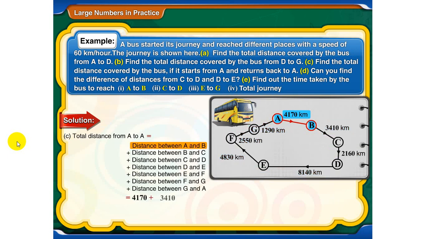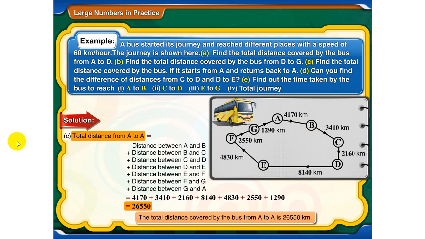4,170 plus 3,410 plus 2,160 plus 8,140 plus 4,830 plus 2,550 plus 1,290, which is equal to 26,550 kilometer. Thus, the total distance covered by the bus from A to A is 26,550 kilometer.